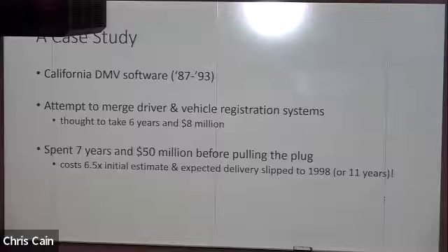To give you an example of this, and the material that I pull this from is getting more and more outdated every year, California DMV software is just a great case study for this. There are many modern examples of this as well. This happens all the time. You try to merge your driver and vehicle registration systems into a new, more modern system. The idea was that all of this migration would take 6 years and $8 million, and they spent 7 years and $50 million before everything they were doing was outdated, a jumbled mess, and it cost way more than they anticipated, and expected delivery slipped 11 years.